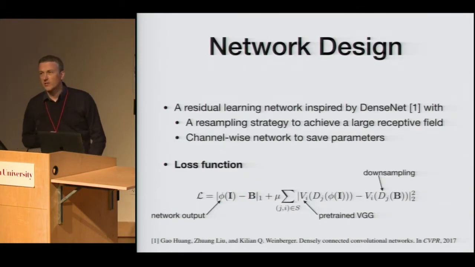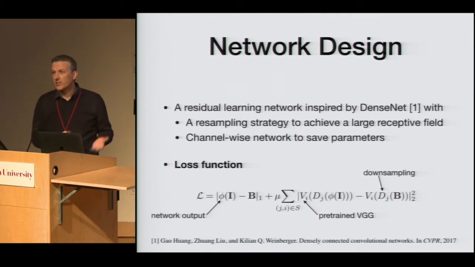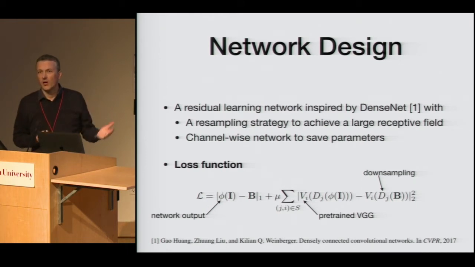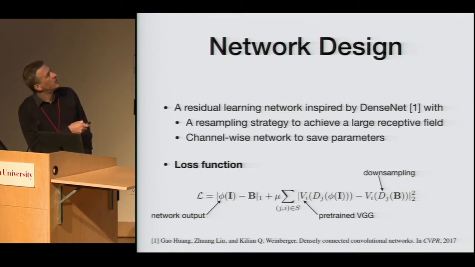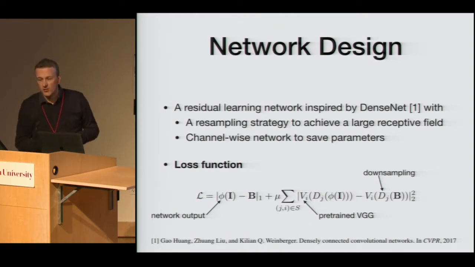Now, a few words on the network design as well. We design a network that is inspired by the DenseNet. So we'll have connections that come from earlier layers and then are added as residuals to following layers. To achieve the large receptive field, we also use a resampling strategy, which essentially amounts to having strided convolutions. And also we use a channel-wise network that reduces a lot the number of parameters. I will show the architecture in the next slide.